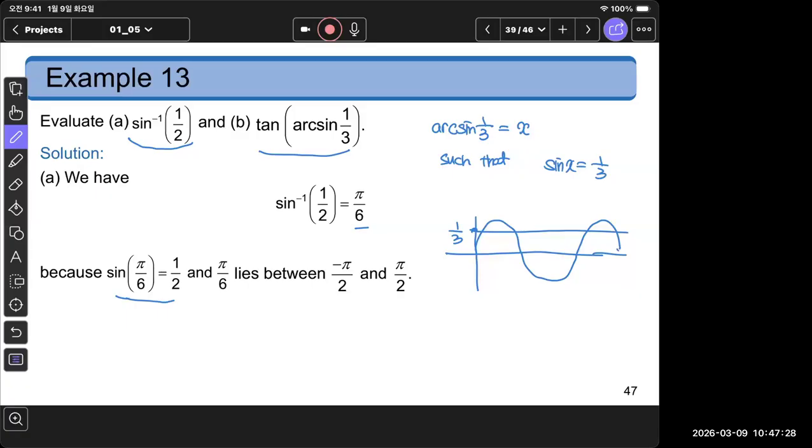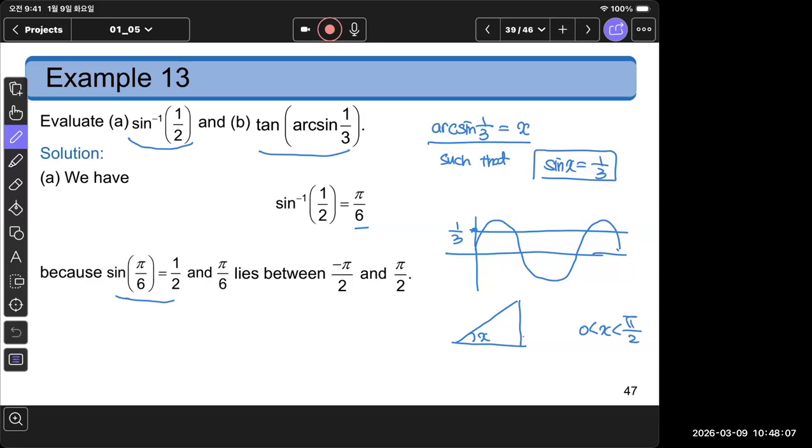But this equation is derived from the previous equation, which represents the inverse function. So I need to choose x between minus half pi and half pi, where sine x is 1/3. As you can see, that x is between 0 and half pi.